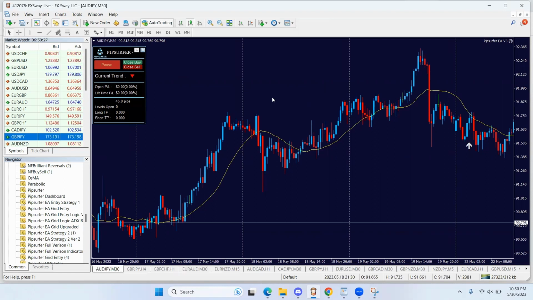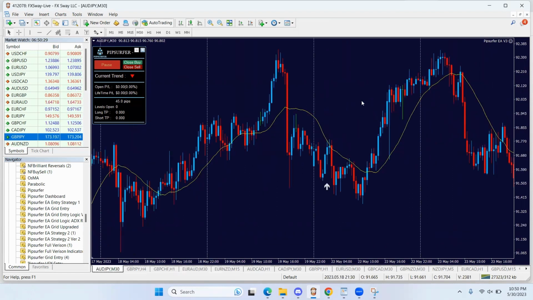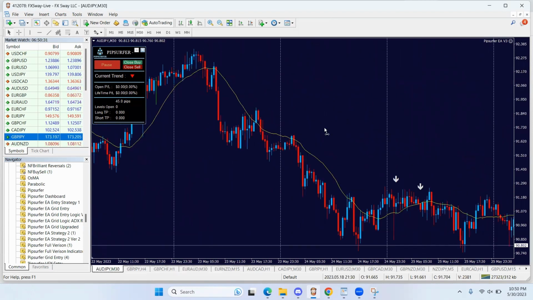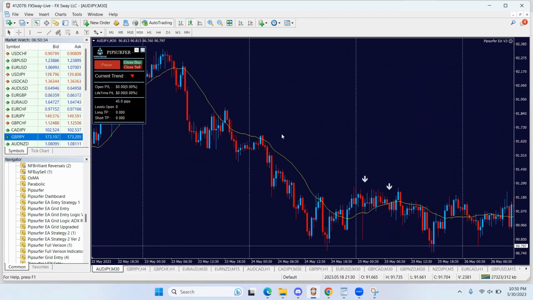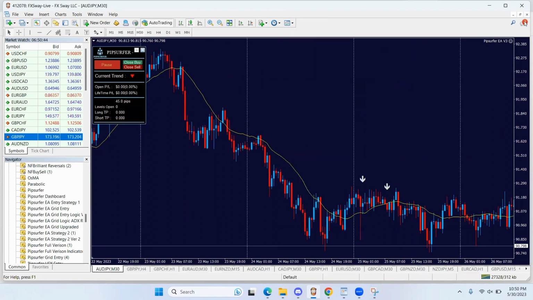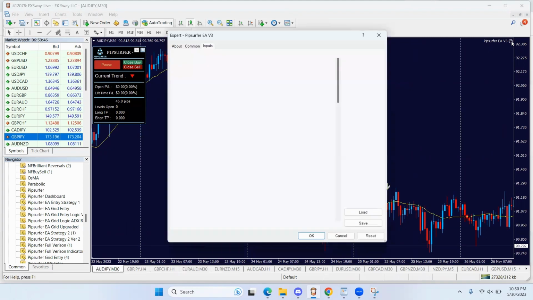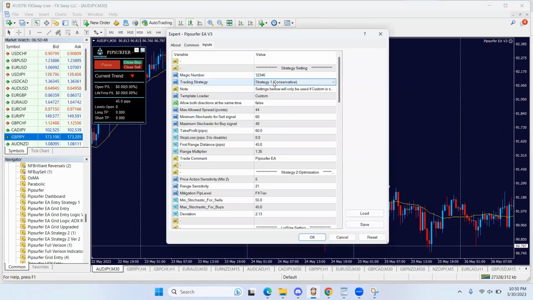That's why strategy 1 is very conservative. You may not get a lot of trades with strategy 1, but the trades you do get tend to be pretty quality trades. And that's what I like about strategy 1 for people who don't want to get into a lot of trades, especially people who like to swing trade. That's a great strategy for them. Going into strategy 2, it is a moderate trading system.